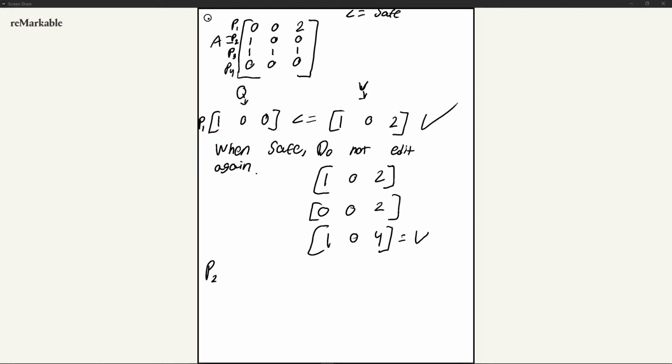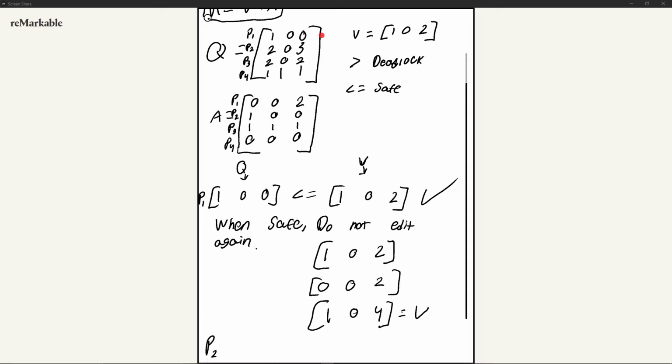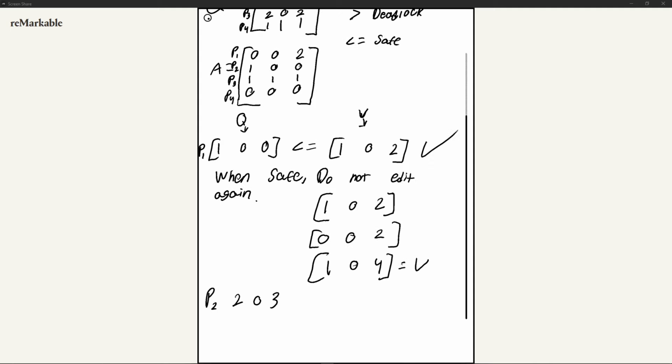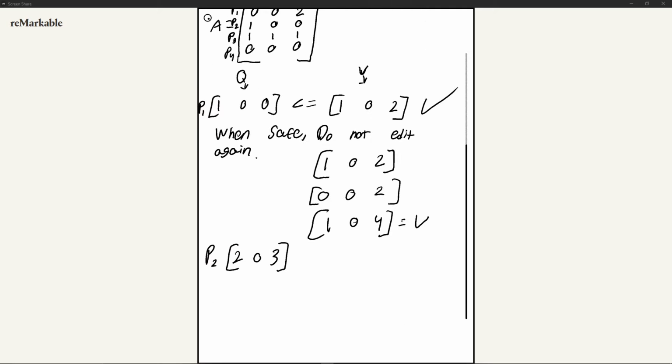Sorry. So now P2 is what we need to check next, because your job is to verify all these columns here. P2 is 2, 0, 3. Now this needs to be compared to 1, 0, 4. Is 2 less than or equal to 1? No, it's not. So instantly, this is deadlocked, because this process takes up more than what we have available. Therefore, this is a deadlock.